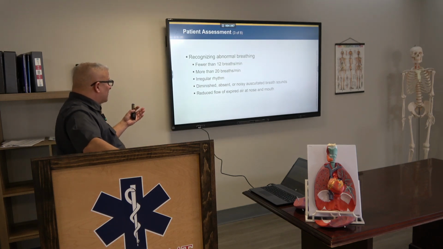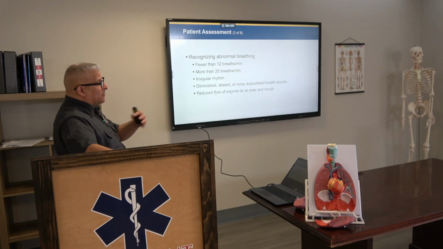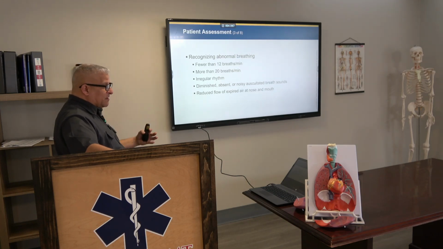Is it irregular? So what's the rhythm? Diminished, absent, or noisy lung sounds, what I just spoke of. And then the reduced flow of expired air at the nose and the mouth. So when we're assessing, again: good rise and fall of the chest, what are the lung sounds, what is the pattern, and what is the rate.